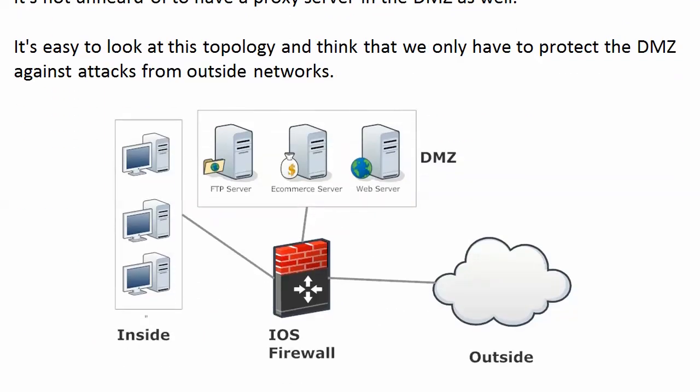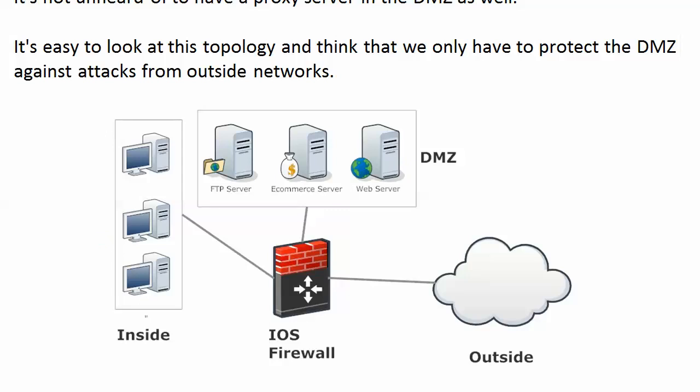Now let's look at this topology. We've got one IOS firewall here. We've got an inside network, our outside network going out to the internet, and we have a DMZ with an FTP server, an e-commerce server, and a web server. Love the little bag of money there next to the e-commerce server.